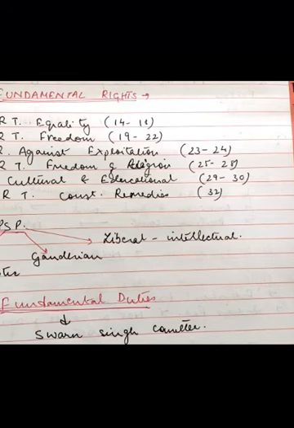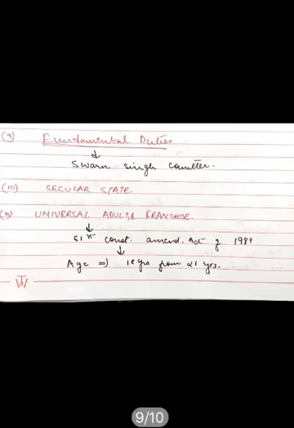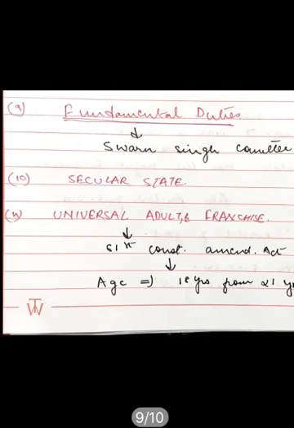And the next feature would be of a secular state. India is a secular state. It stands for a secular state, and it does not uphold any particular religion as the official religion of the Indian state. The word secular was added to the preamble of the Constitution by the 42nd Constitutional Amendment Act of 1976, and the preamble secures all the citizens of India liberty of belief, faith, and worship.